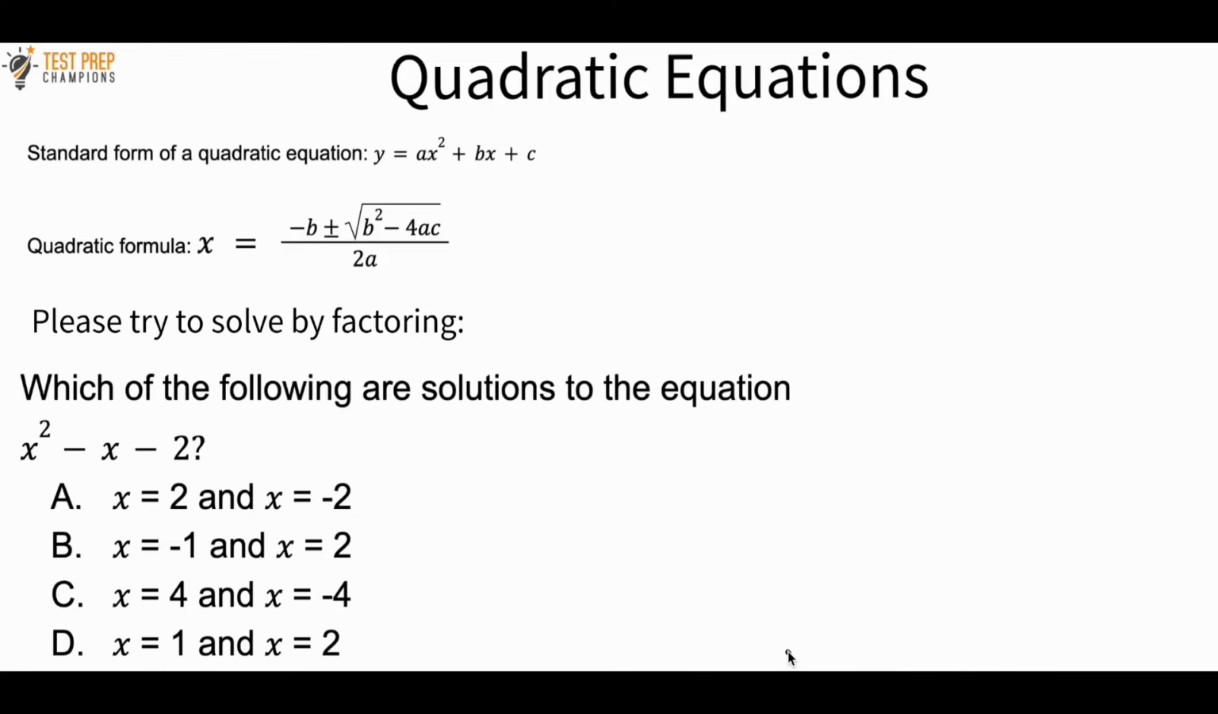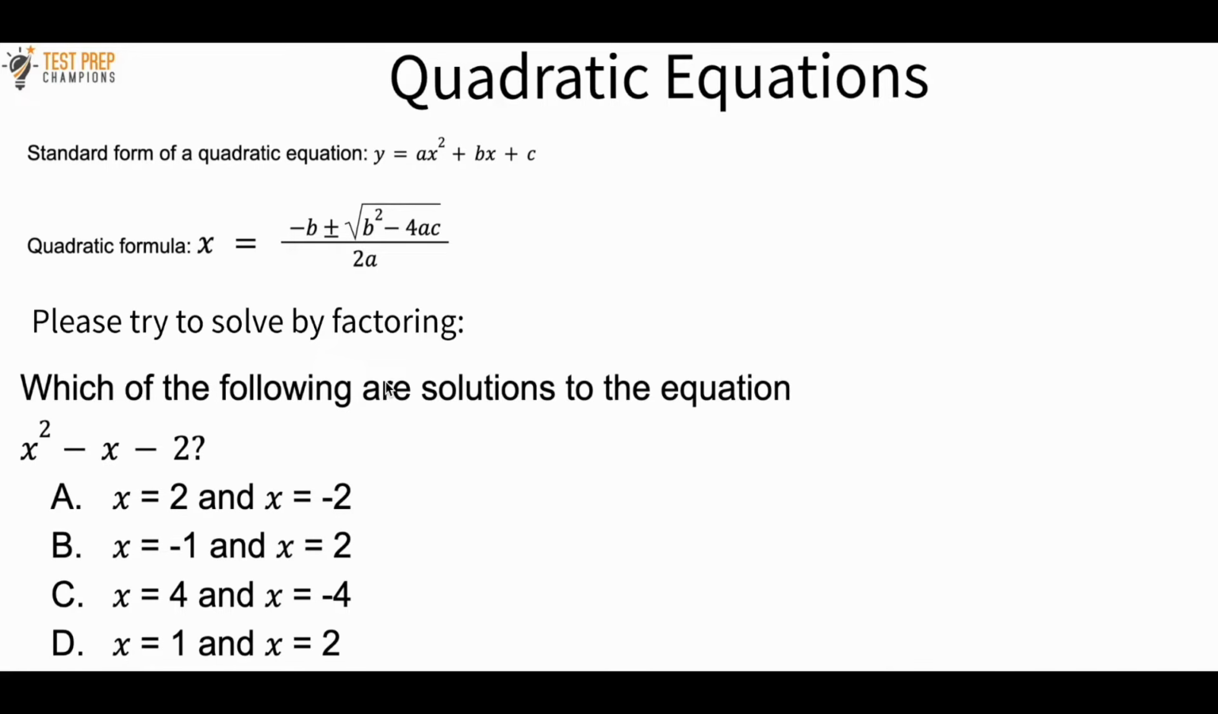So for this next question, you can solve it by factoring, and you can also use the quadratic formula. First, I recommend trying to solve it by factoring. And then after we go over that, I'll give you a chance to try it with the quadratic formula, and I'll show you how to use it with the quadratic formula. But first, I recommend trying to solve it by factoring.